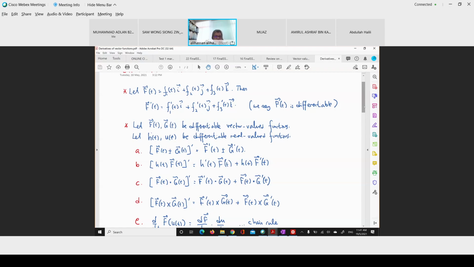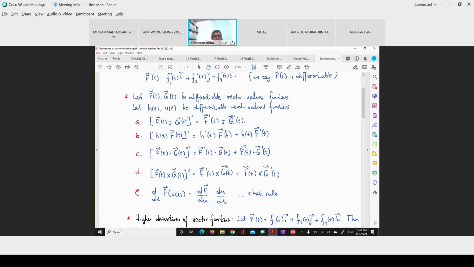Here we have the derivative of the dot product of two vector valued functions, and also the derivative of the cross product of two vector valued functions. So let me discuss these operations. Before we discuss the derivative, let's first discuss these operations: addition, subtraction, multiplication, the dot product, and the cross product of vector valued functions.